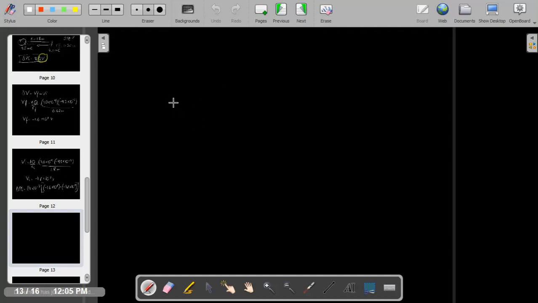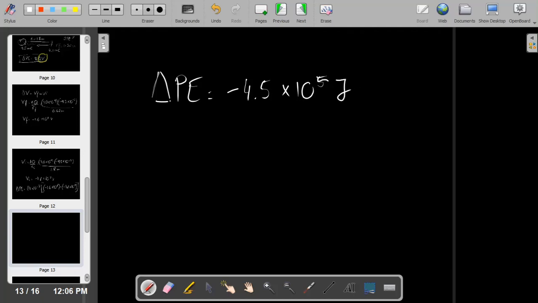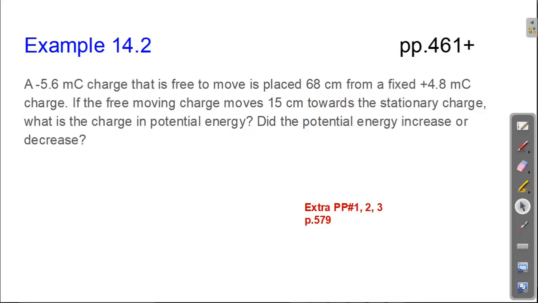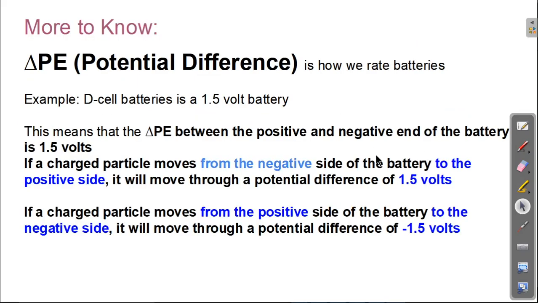So next page, your final potential energy is what I showed you before. The value is negative 4.5 times 10 to the 5 joules. And you're done. So this is it for the examples for this section, for the extra practice problems. So let's go back to instruction. We just did this. And here we go, more to know. Of course, there is more to know.